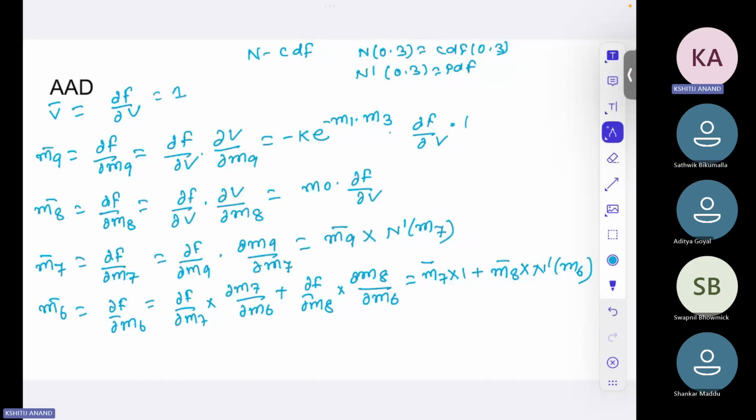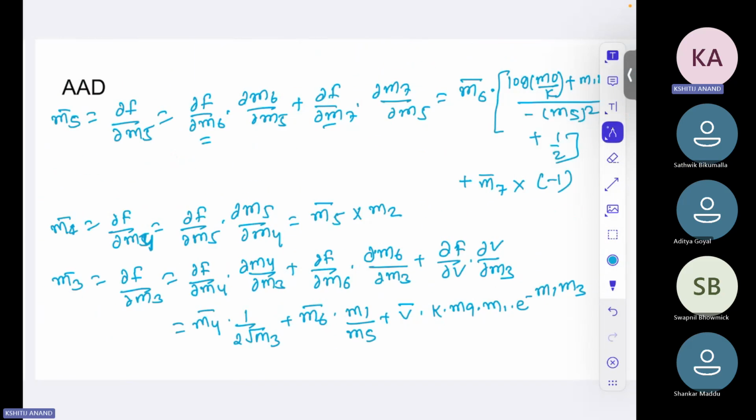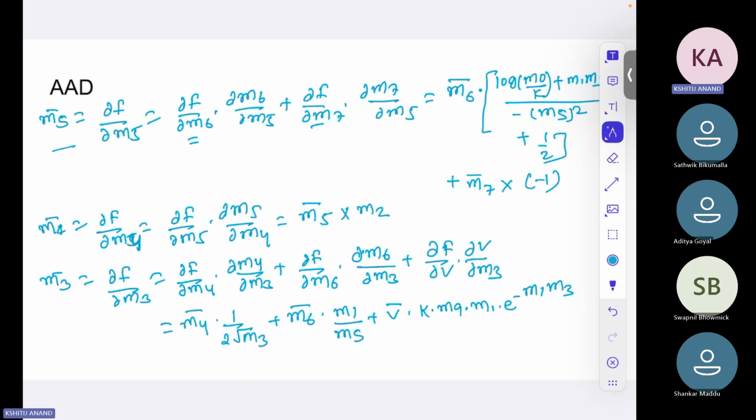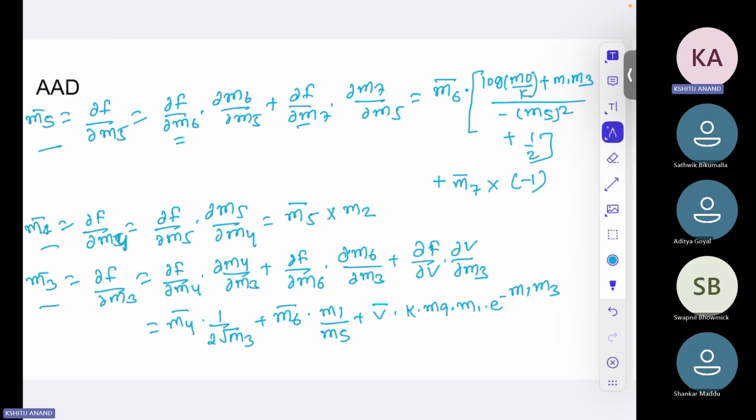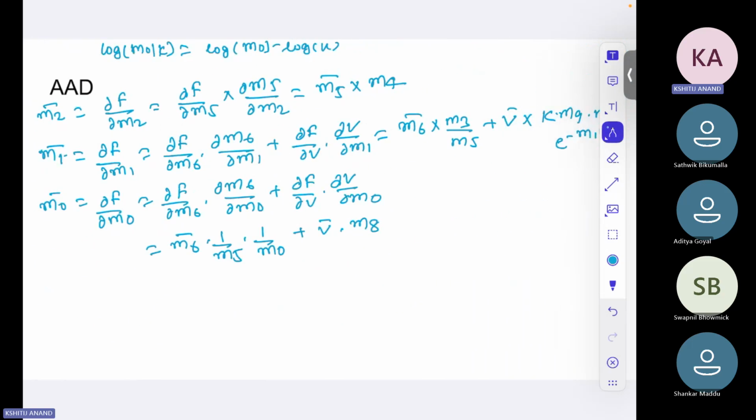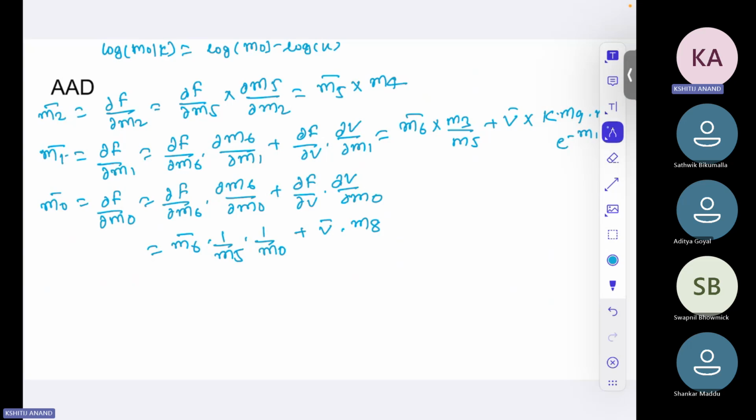Okay. Similarly, you will be calculating M6 bar, M5 bar, M4 bar, M3 bar, and M2, M1, and M0, and just return all these four Greeks, which is M3 bar, M2 bar, M1 bar, and M0 bar, and just compare it with the usual Greeks. Maybe by finite difference or by the traditional method, and see which one results faster. So this is one simple example of adjoint differences.